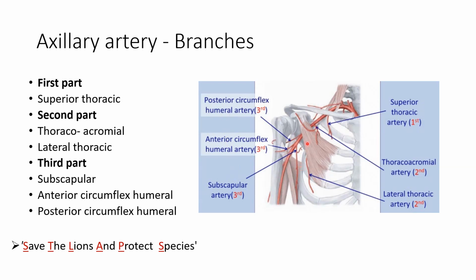In this picture, you can see the branches above the pectoralis minor. So the first part giving the superior thoracic, and from the second part, along the upper margin of the pectoralis minor will be the thoracoacromial artery. In relation with the lower margin of the pectoralis minor is the lateral thoracic artery, and from the third part they are the subscapular and the two circumflex humeral arteries. So this is the mnemonic for remembering the branches. Save the lions and protect species.